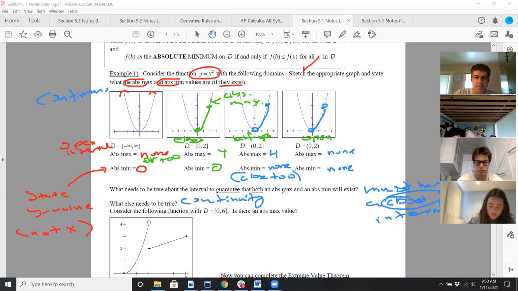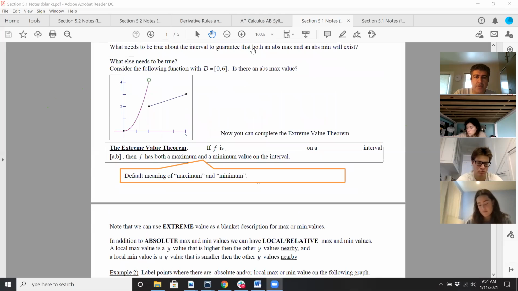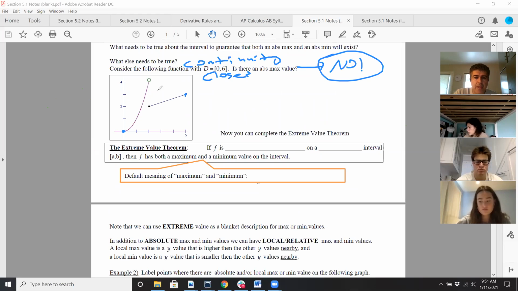So let's look at the graph down below. Any questions so far before I move forward? Nope, okay. What also needs to be true is continuity, as I just mentioned. Like, let's look at this. This is closed from 0 to 6. You have a left endpoint that's included, a right endpoint that's included. Is there an absolute maximum value? No, absolutely not. The reason why is that it gets close to 4, but I don't know exactly.